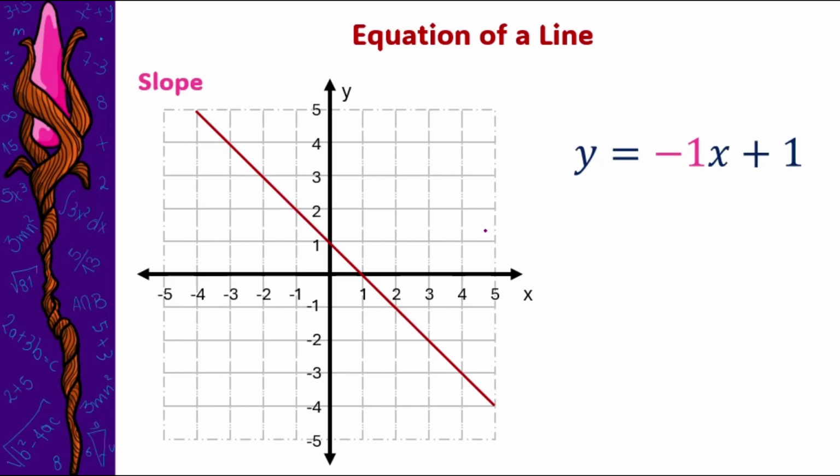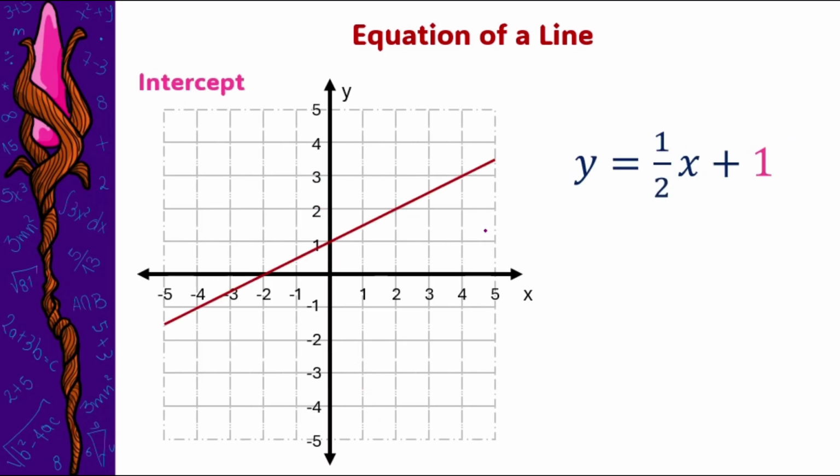And of course, if we keep going, making it bigger, but negative, it gets steeper and steeper. Minus 2, minus 3, minus 4, and so on. That's what the slope does in the equation of the line. It's just going to show you how steep the line is. Now let's check the intercept.